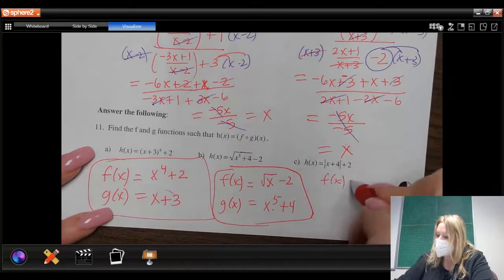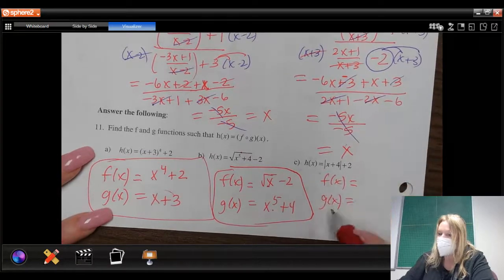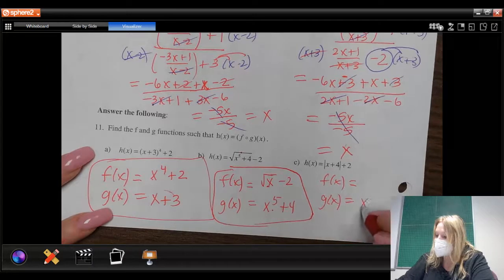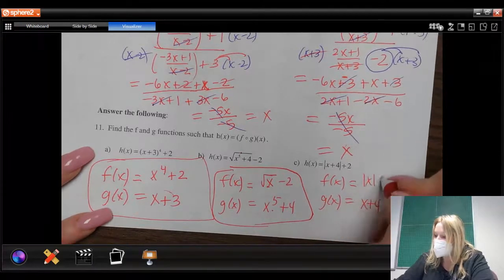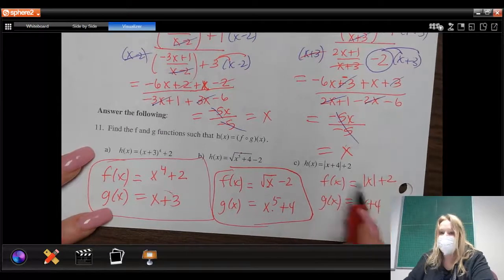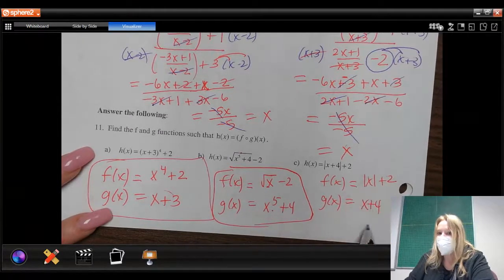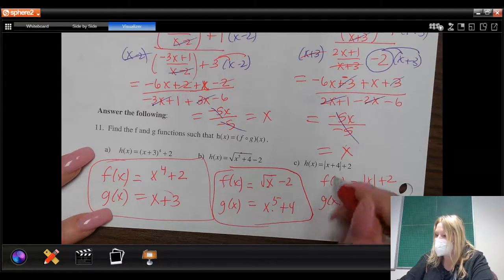And finally, for this one, I'd make the g of x the thing inside the absolute value bars. And then that could then just be absolute value of x plus 2. When I put this into there, I get the h of x function.